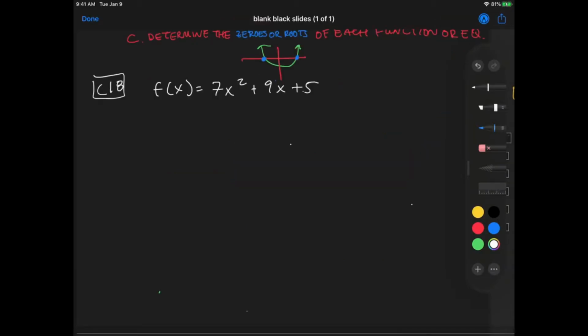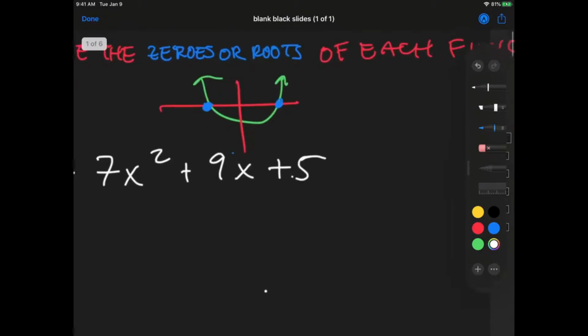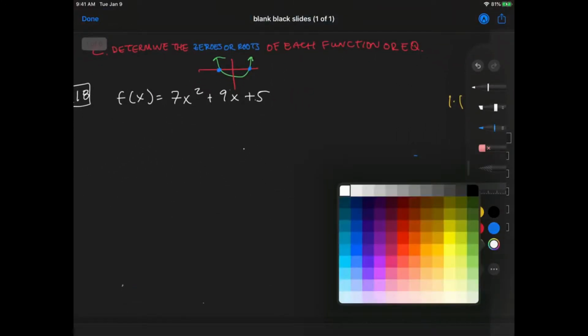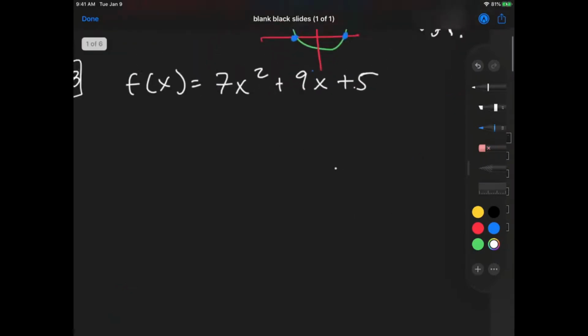All right, let's go over C18. Determine the zeros and roots of each function or equation. We're trying to find those blue dots, right? There's 5 methods. We could try to do this by factoring, and we're always going to try F for factoring first. Let's try to see if we can factor this, okay?